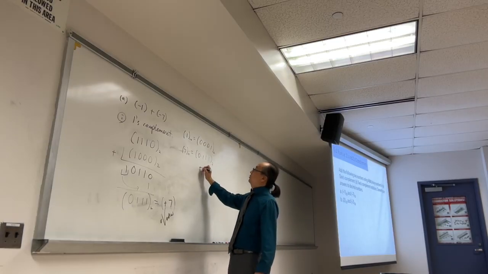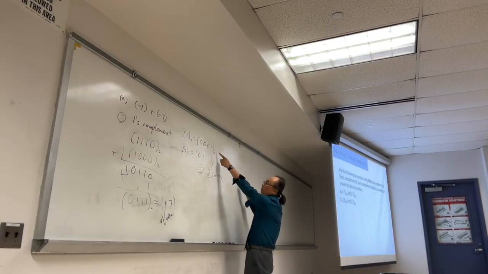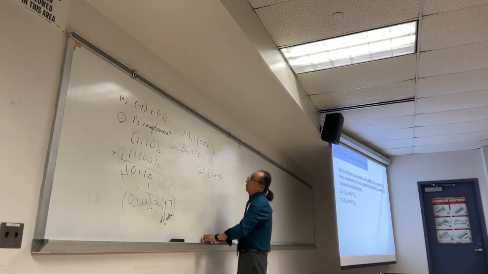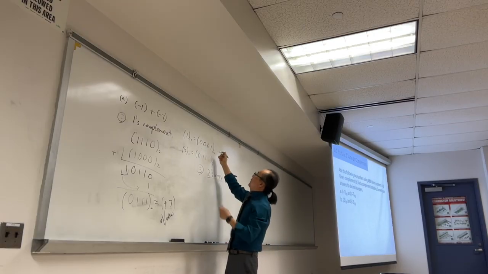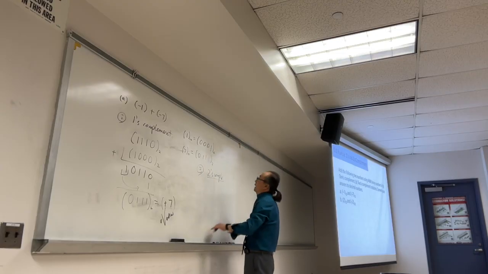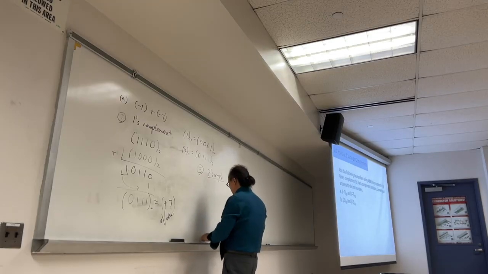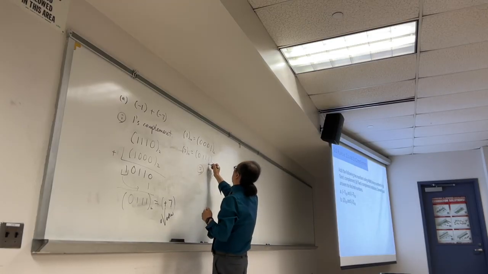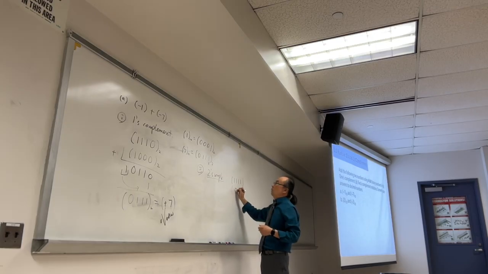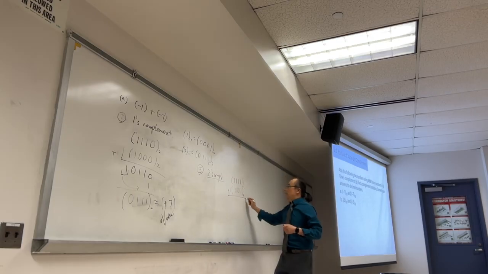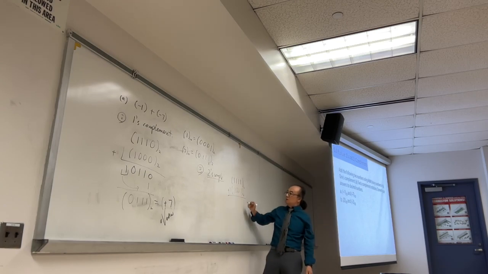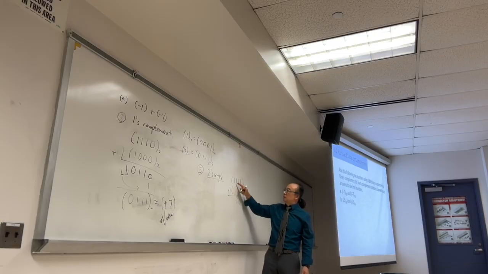And now, using 2's complement, -1, reading from left to the right, underline the last one, and flip 1, 1, 1, 1. Left to the right, underline the last one, flip 1, 0, 0, 1, and add. 1 plus 1, 0, carry 1. 1 plus 0 plus 1, 0, carry 1. 1 plus 0 plus 1, 0, carry 1. 1 plus 1 plus 1, 1, and carry.